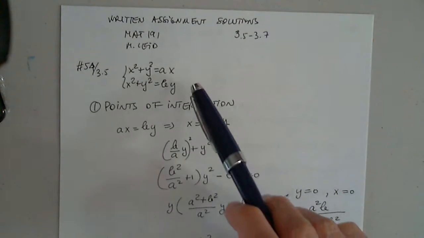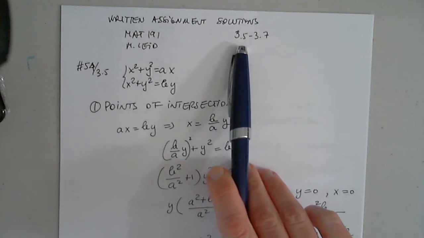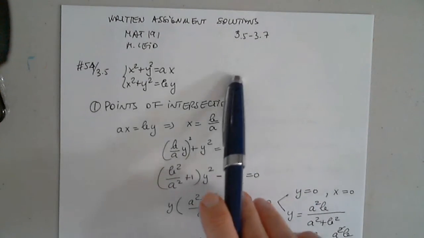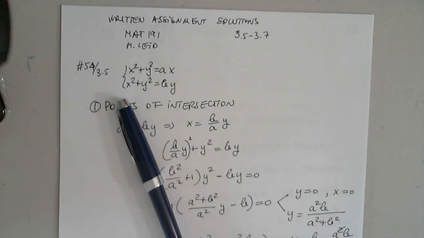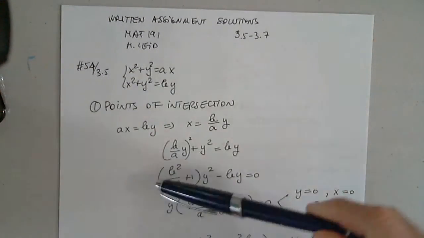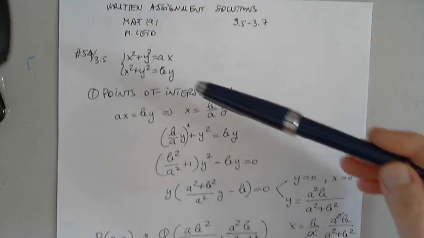Okay, so we have here video solutions for homework 3.5 through 3.7. Here we are asked to show that these two curves are orthogonal trajectories of each other, and we have to find the points of intersection.